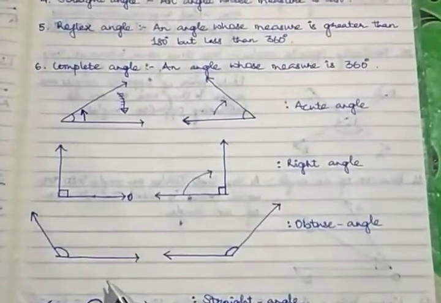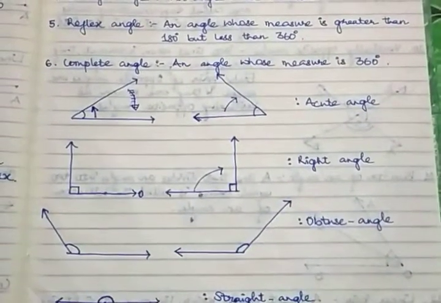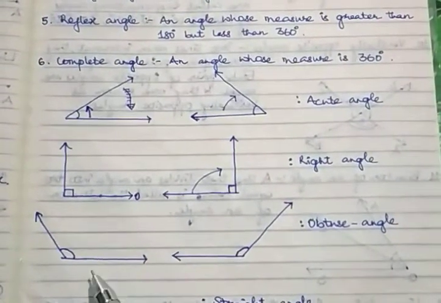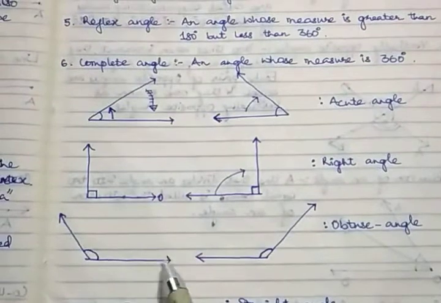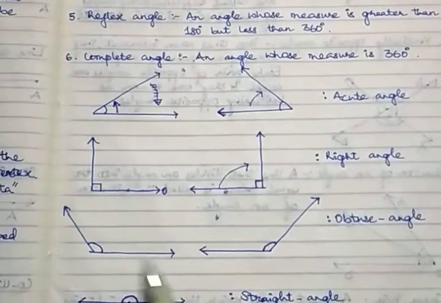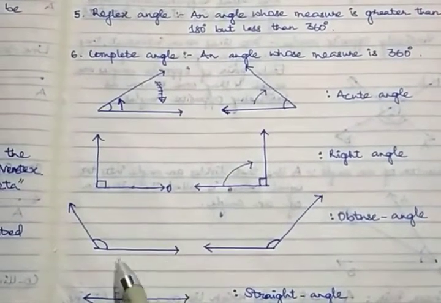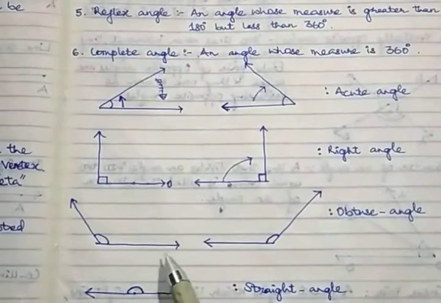Now for the obtuse angle, what we have written is: an angle whose measure is greater than 90 degrees but less than 180 degrees. Now see again, the base arm is towards the right. What happens when the base arm is towards the right?